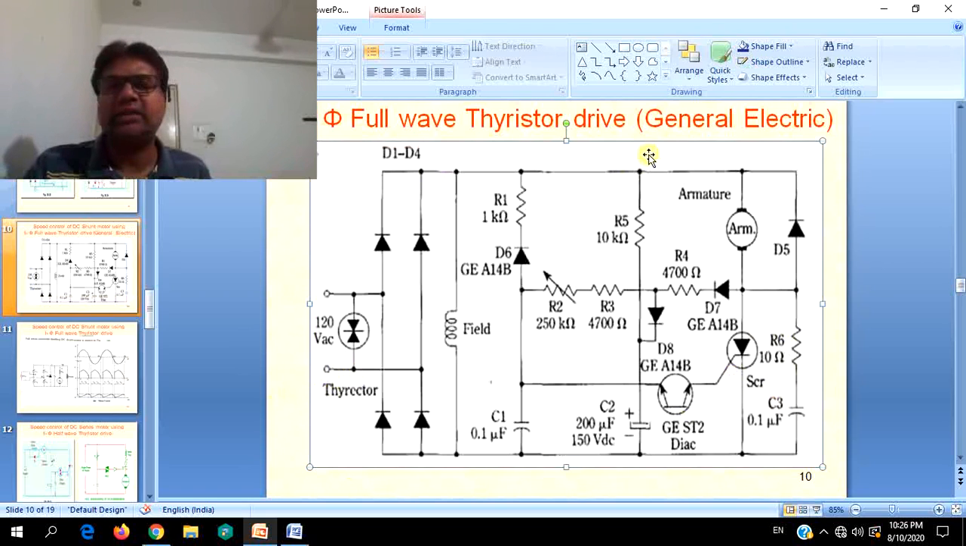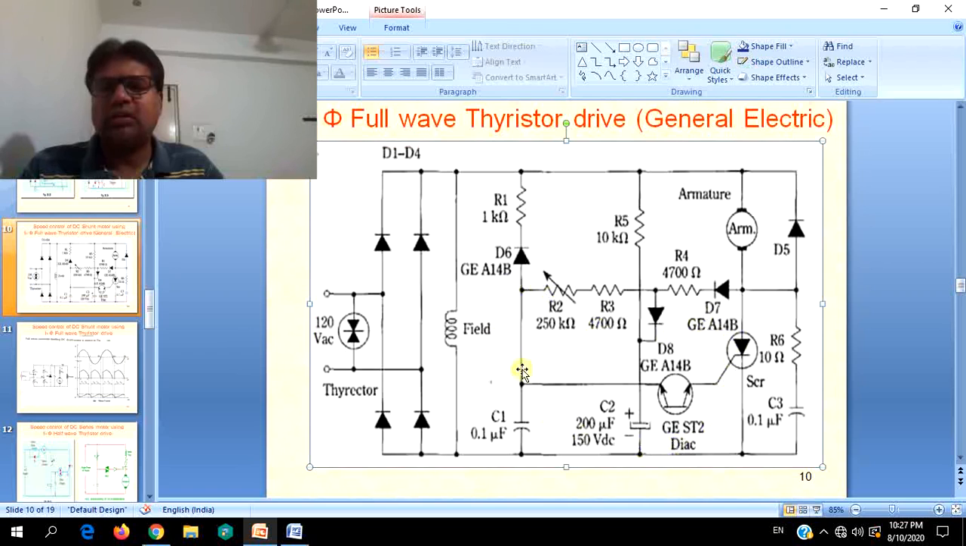And obviously General Electric is from the US, where the frequency is 60 Hz and single phase AC is 120 volts. Then there is a thyrector which will maintain the voltage, and the diode bridge is used. The same field is connected across the diode bridge, which will get its full voltage, and this is the resistance which can be varied to change the charging and discharging times of these capacitors.